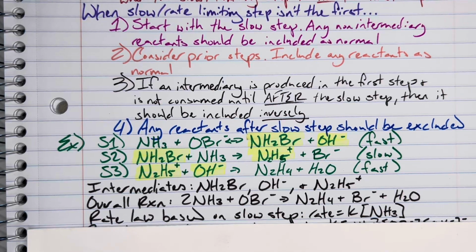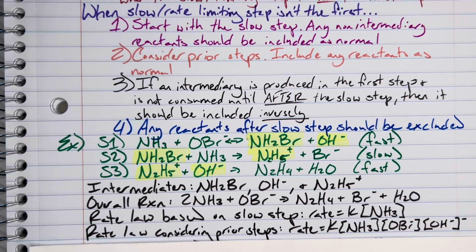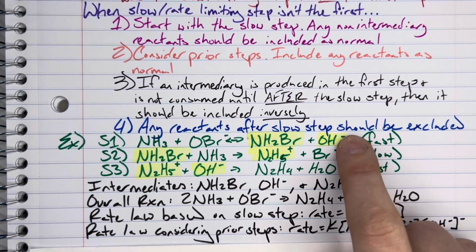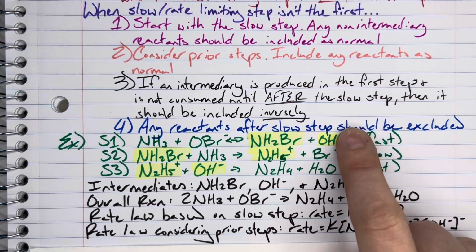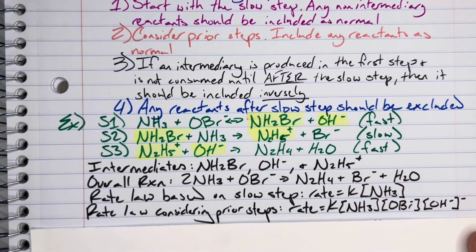My rate law based only upon the slow step would be that rate is equal to k times the concentration of NH3. My rate law, whenever I am including any prior steps, is going to be rate is equal to k times the concentration of NH3, the concentration of OBr negative, and the inverse of the concentration of the hydroxide. Since hydroxide is produced as an intermediary before the slow step and is not consumed until after the slow step, it must be included inversely.